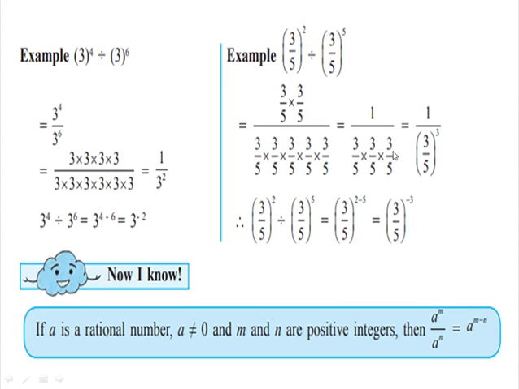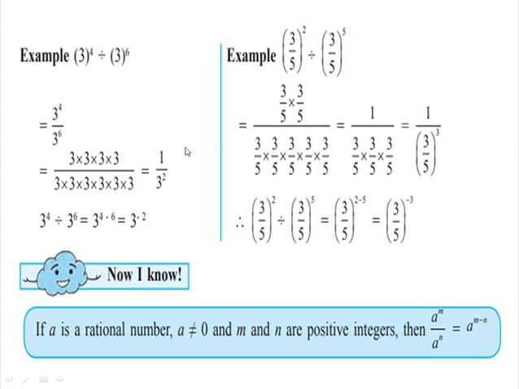Now 3 upon 5 multiplied 3 times will be written as 1 upon (3 upon 5) whole raised to the power 3. Now again we will convert the index, or the denominator we will shift in the numerator by converting the positive index into negative 1. Now look at the example, (3 upon 5) raised to 2 divided by (3 upon 5) whole raised to 5 equal to (3 upon 5) whole raised to 2 minus 5, that is (3 upon 5) whole raised to negative 3. 2 minus 5 is negative 3.